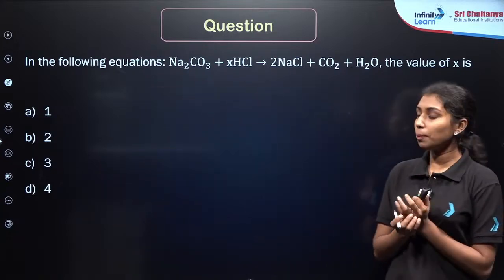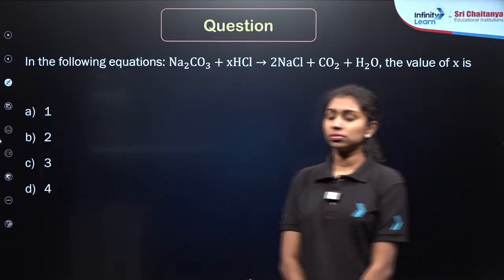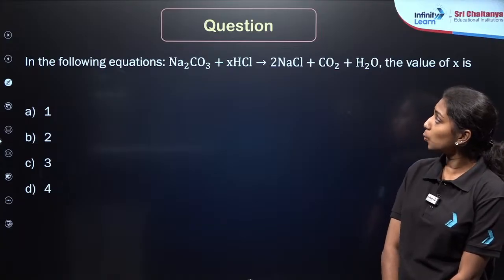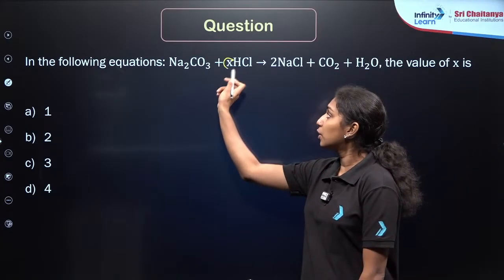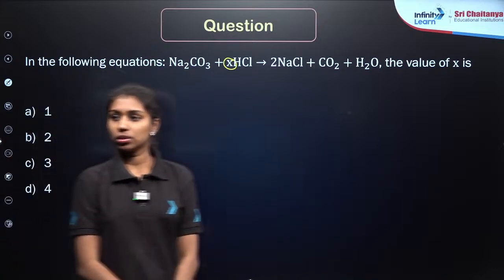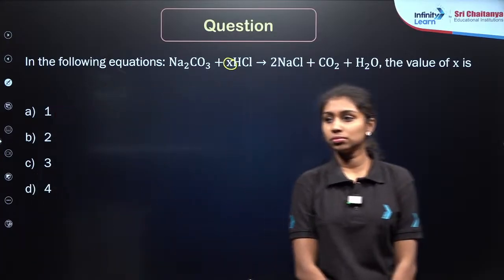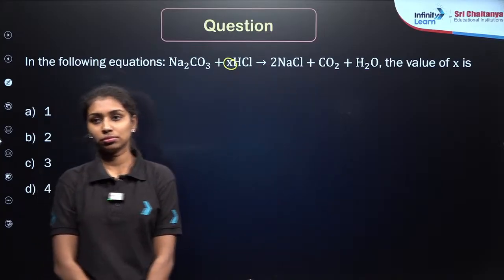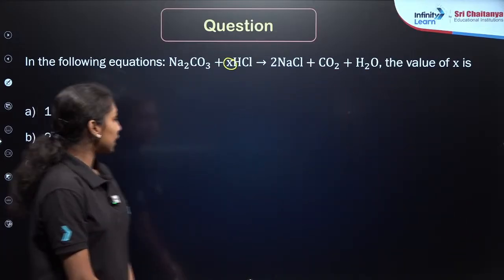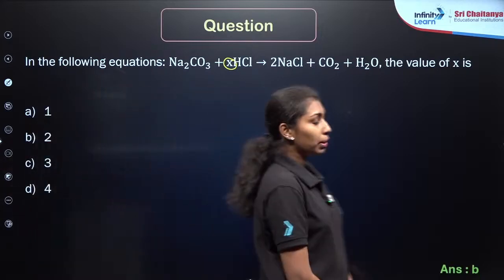Okay, here is the next question based on the balancing of equations. In the following equation, Na2CO3 plus XHCl gives 2NaCl plus carbon dioxide plus water. What is the value of X given here? We need to find the coefficient of HCl in the balanced chemical reaction for this equation. What will be the answer? Options are given here as 1, 2, 3 and 4. So option B will be the correct answer, which means 2.